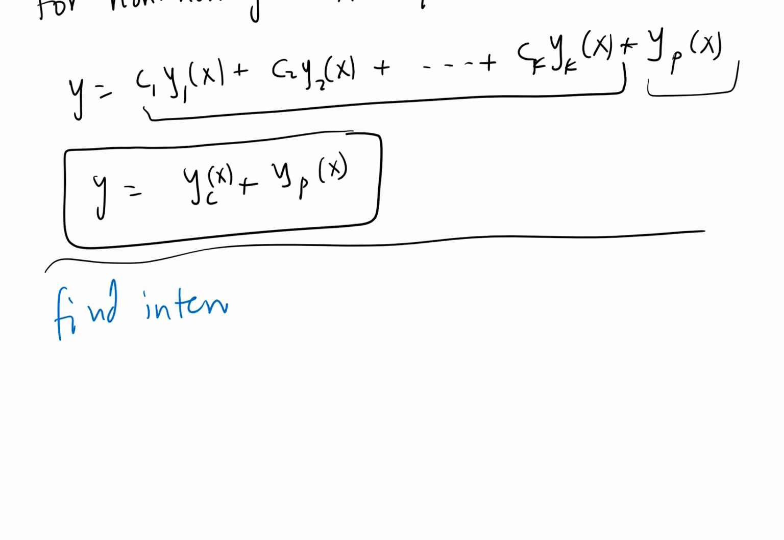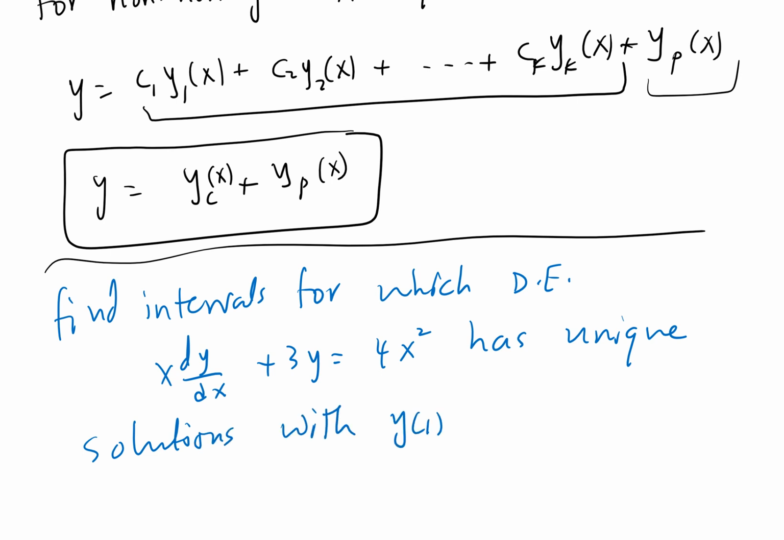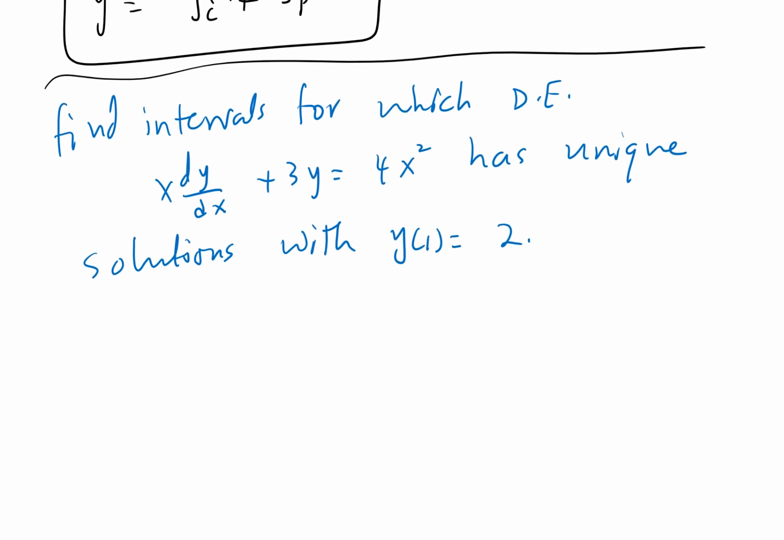Now, to set on the side more stuff, slightly different, sometimes you can be asked to find the interval or intervals for which the differential equation x dy dx plus 3y equals 4x squared has unique solutions, with y of 1 equals 2. How do we do this?